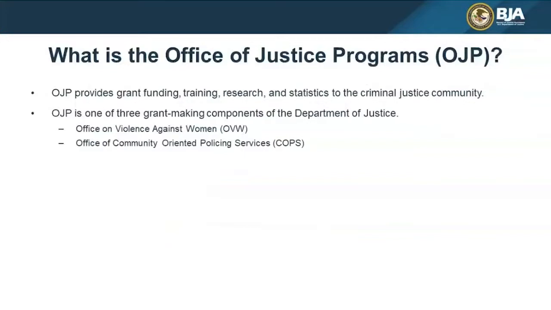Let's start. What is the Office of Justice Programs, or OJP? OJP provides grant funding, training, research, and statistics to the criminal justice community. OJP is one of the 3 grant-making components of the Department of Justice. The other 2 are the Office on Violence Against Women, OVW, and the Office of Community-Oriented Policing Services, COPS.